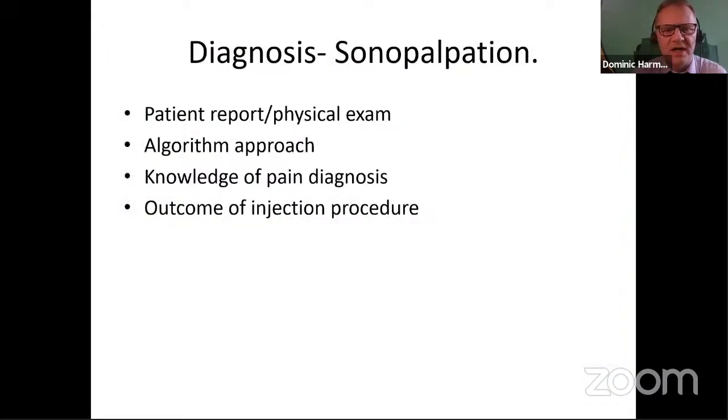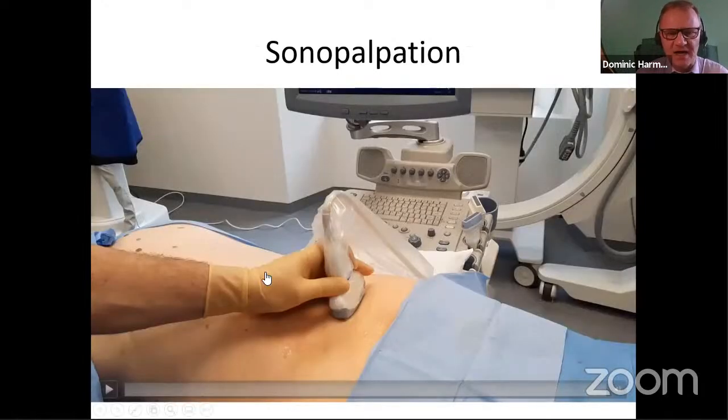So, sonopalpation. I've mentioned that in terms of diagnosis, patient report is obviously relevant, and physical examination. These are helpful, but it's now very important to follow an algorithm approach. You have to know the conditions that you're looking for, what is common, and what goes with one condition goes with another. So again, in terms of examining the patient, you're looking around the common sources of pain. And again, we're going to use ultrasound to help us. Of course, the outcome of injection also helps us with diagnosis. Now, this is the concept of sonopalpation, and I'm going to play you a video clip.